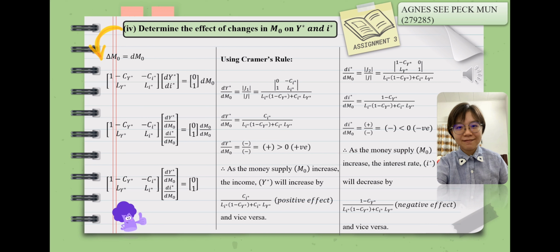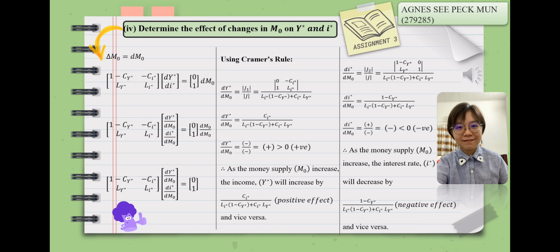As for the final answer, we will get the determinant J1, which is Ci star over determinant J. We know that Ci star is negative from the restriction there. So negative over negative, we will get positive, which is more than 0. So we can comment that as the money supply m null increases, the income y star will increase by Ci star over Li star in parentheses 1 minus Cy star plus Ci star Ly star, which is a positive effect, and vice versa. While for the di star over dm null, we can also apply determinant J2 over determinant J.